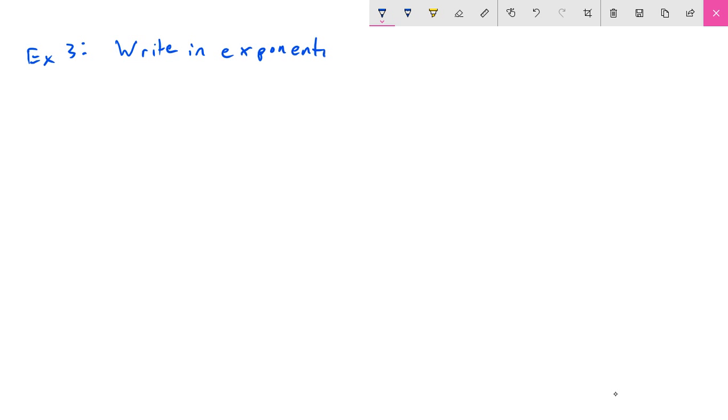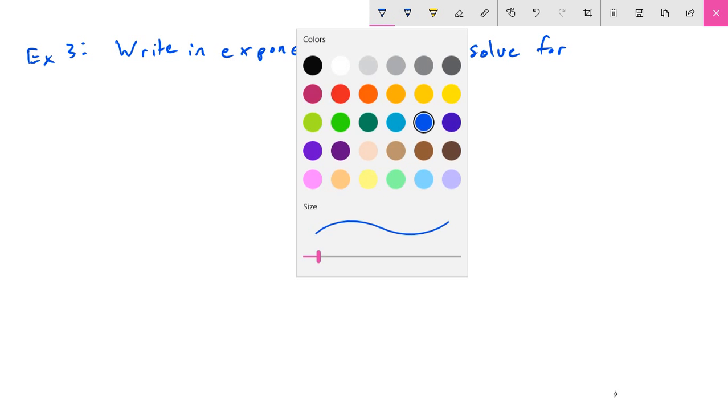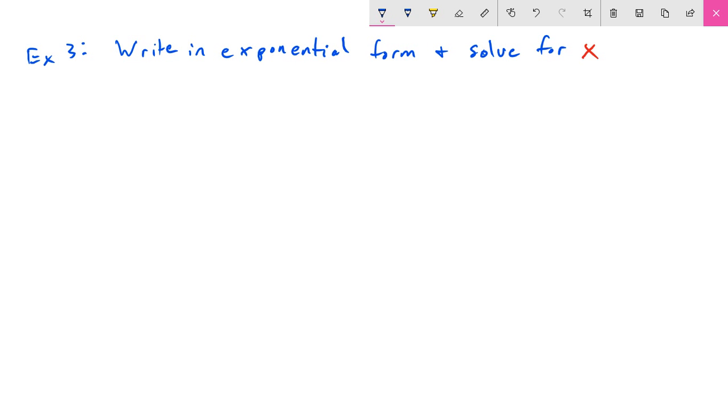All right, so for this next example, you're going to write it in exponential form, and then you're going to solve for x. So these are the first ones we actually have to solve. The other ones we just rewrote problems, right? Now you're actually going to have to solve for it.